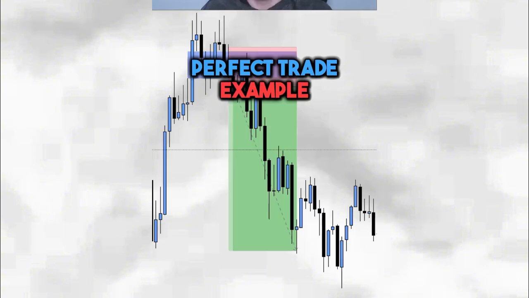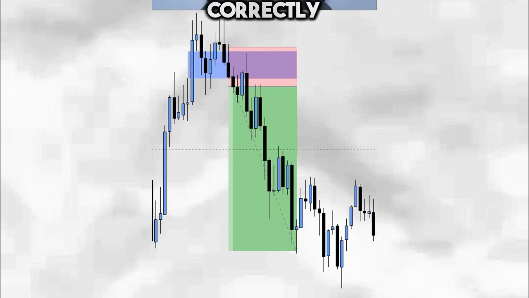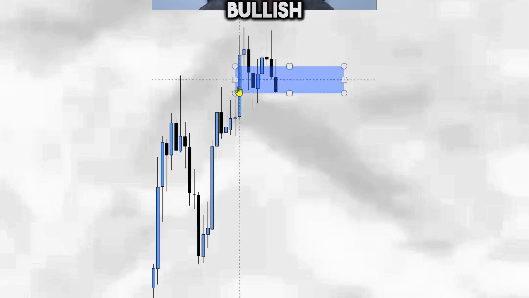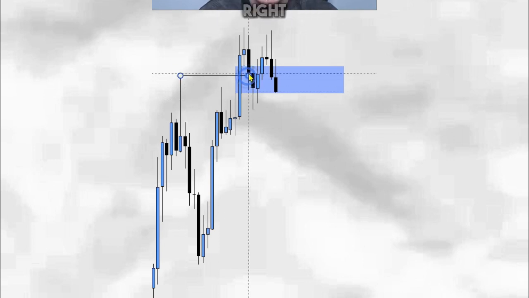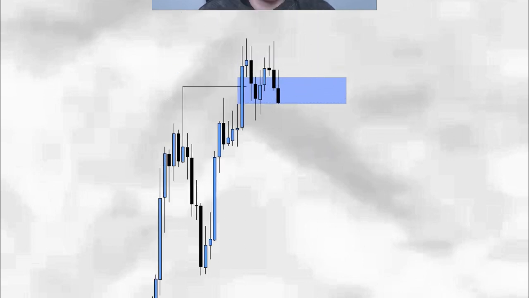You are unprofitable because you're not trading liquidity and fair value gaps correctly. Watch this perfect trade example. Now we have this bullish fair value gap. As well as this bullish fair value gap, we have also swept the highs right here. As well as sweeping the highs, we also have a bearish SMT with ES.